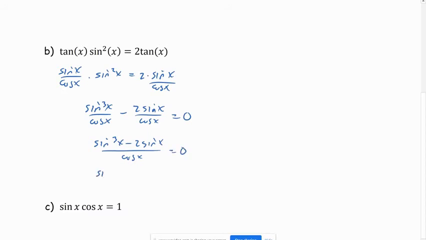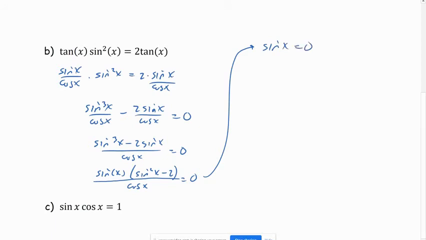And then factoring a sine out of the top, we'd be left with sine x times sine squared x minus 2. A fraction is equal to 0 whenever its numerator is 0. So if we take the numerator and set that equal to 0, sine x could equal 0. That would make this part 0, which makes the entire numerator 0, or sine squared x minus 2 is equal to 0.